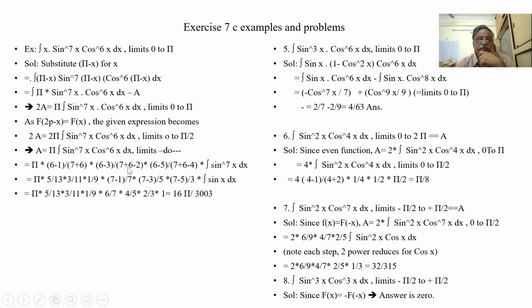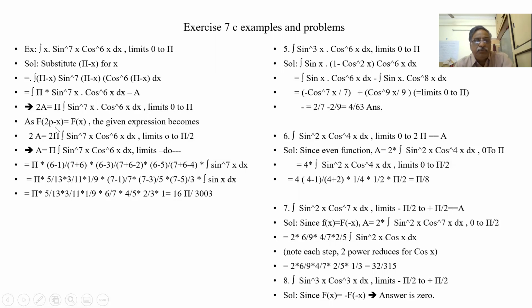3 by 11 into 1 by the integral of sine to the power of 7x dx. Here, the reduction of sine to the power of mx is n minus 1 by m, n minus 3 by m minus 2. So finally I got 2 by 3. When I get 2 by 3, it is into 1. So the total multiplication is 16 pi by 3003.